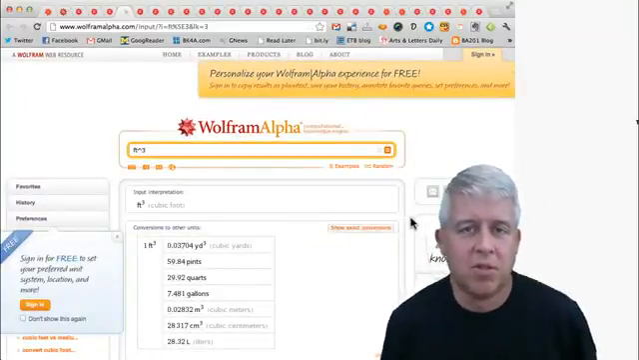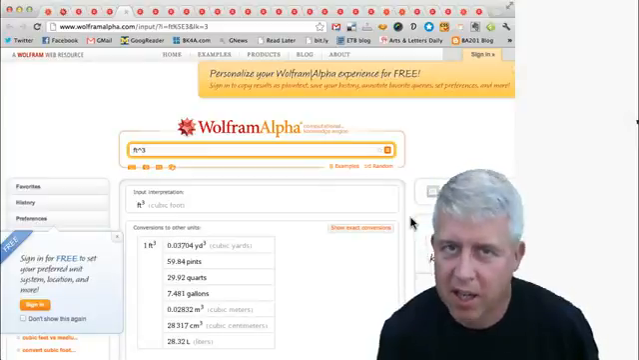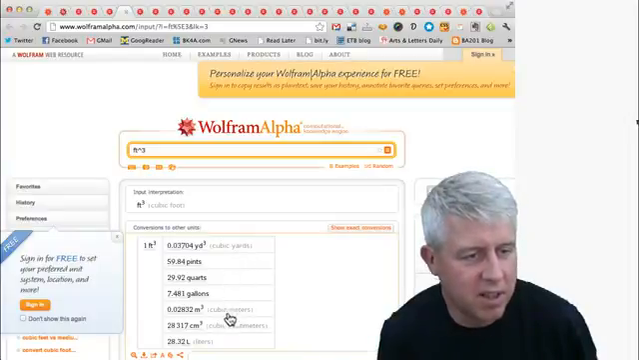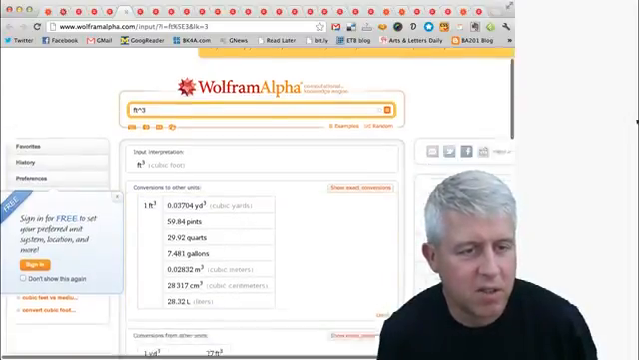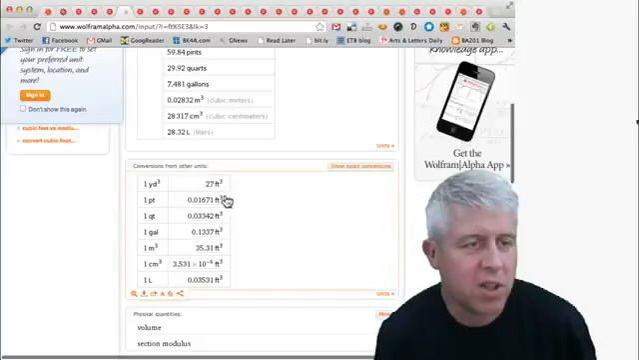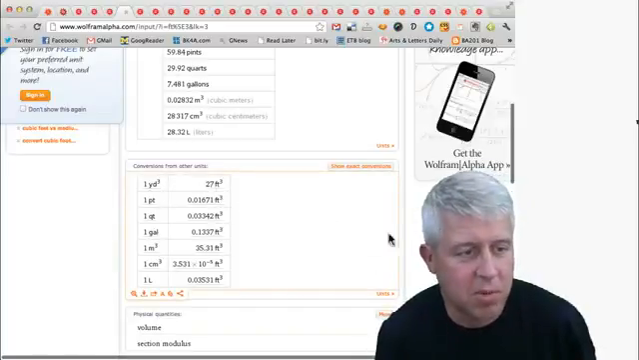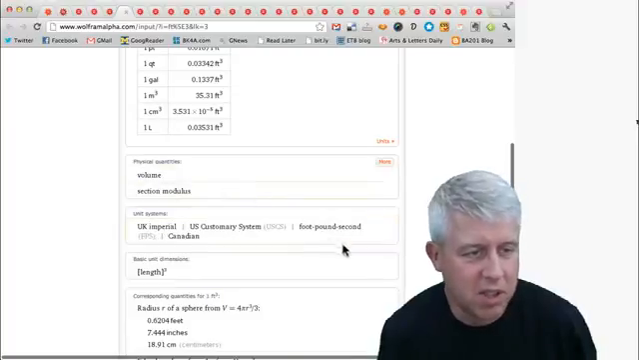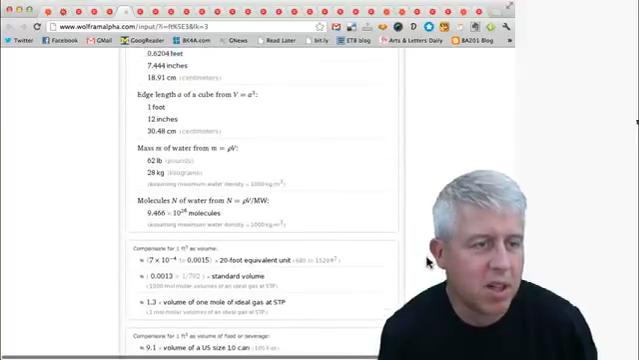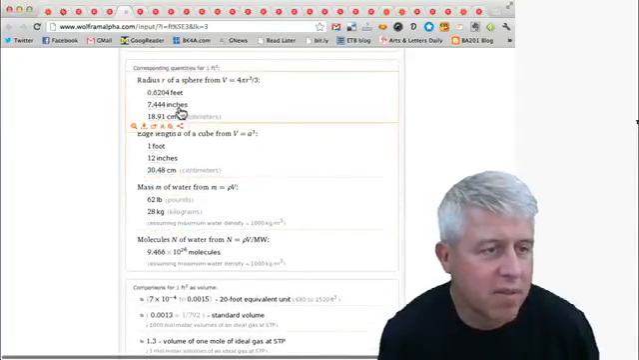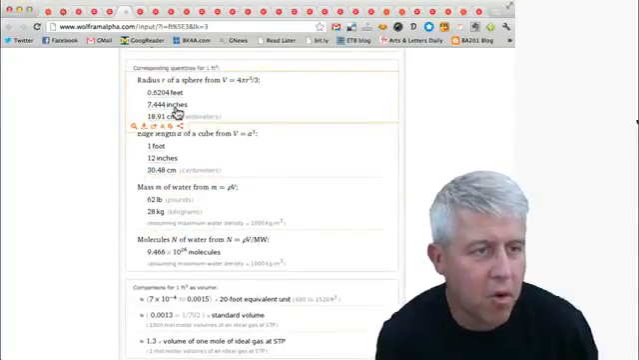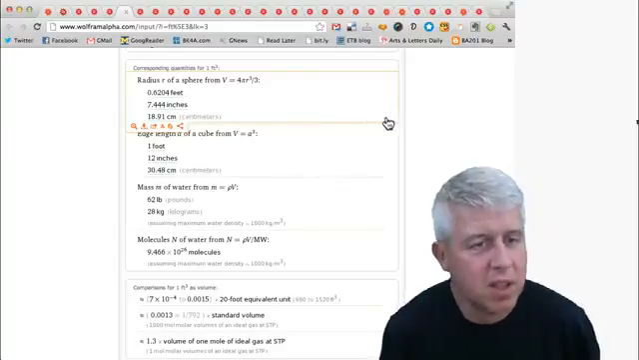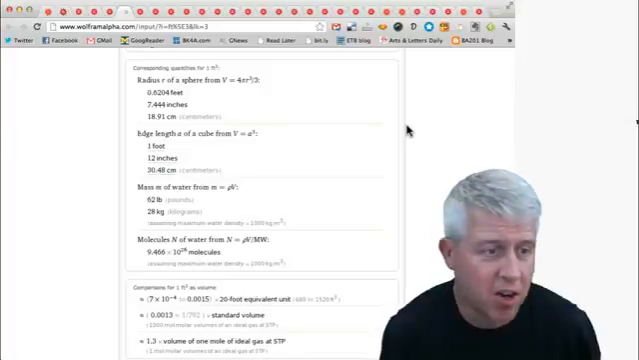Then you can go on to units. It can handle units. Cubic foot. Here's all the conversions that it can do for you, conversions from other units to cubic feet. By the way, it's volume. There are different unit systems it knows about. Oh, did you know that a sphere with a 7.444 radius has a 1 cubic foot volume? Me neither.